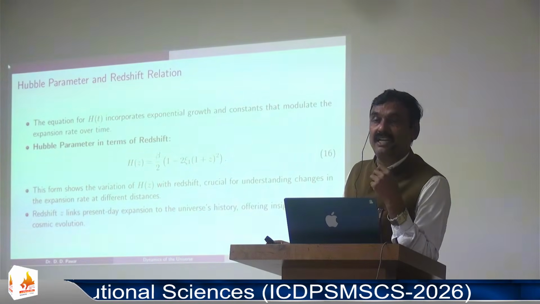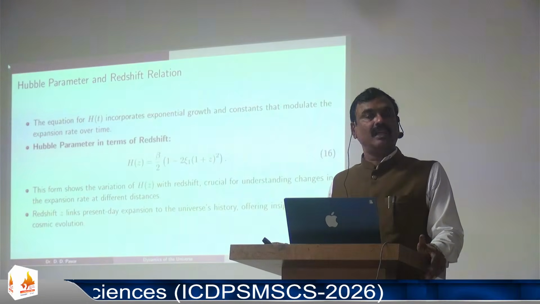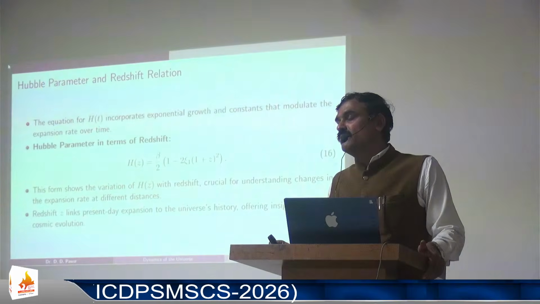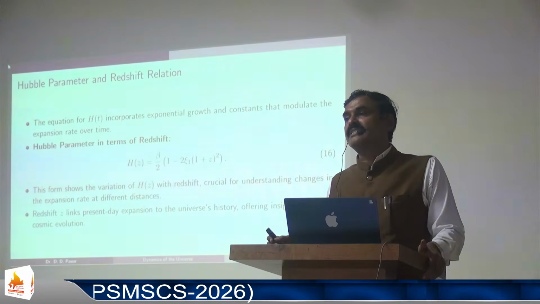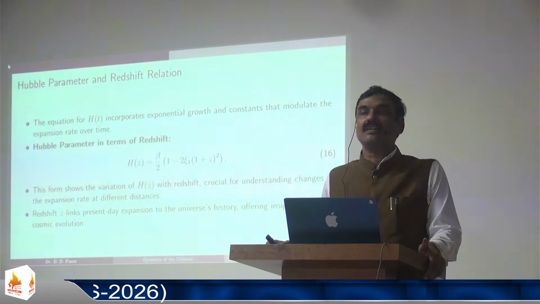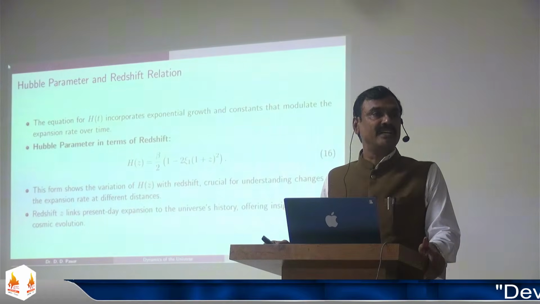Here, see that initially we calculated the parameters in terms of time, and then we converted all those parameters in terms of redshift. Why redshift? Because redshift gives faster, more accurate practical predictions of the universe as compared to the time parameter. That's why we have converted our model in terms of redshift.